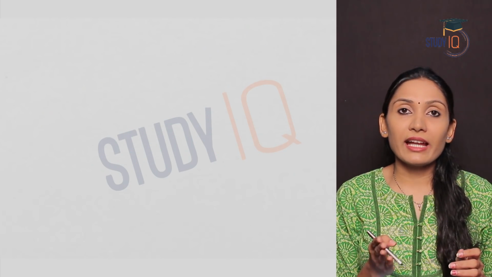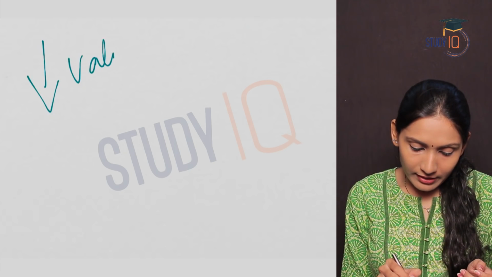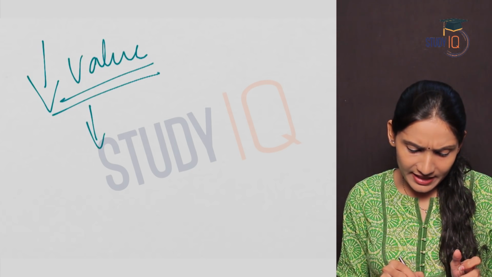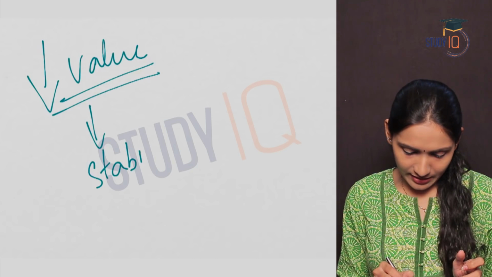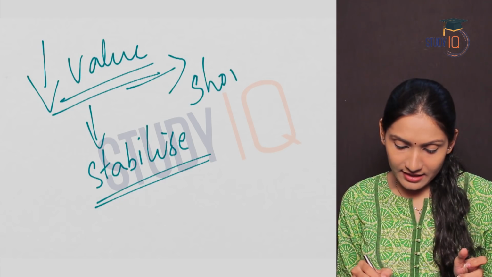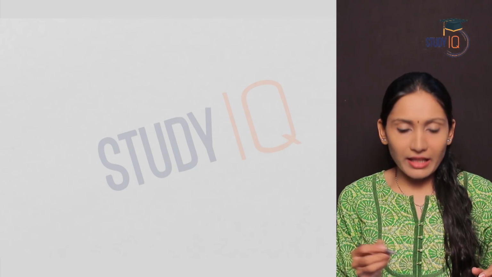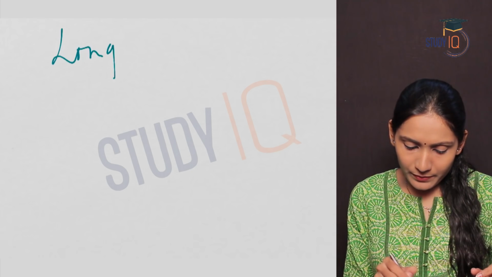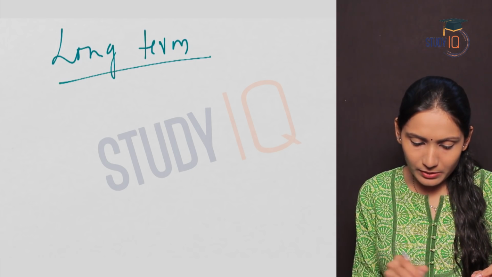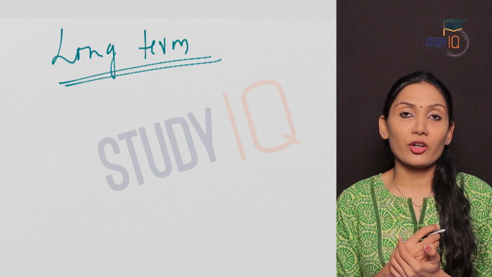So we have seen that devaluation is a measure to decrease the value of currency in order to stabilize the economy for various reasons, and we have also seen that this is a short-term measure. So let us see what can be done in the long term to stabilize the economy. So in the long term, what are the measures or solutions to stabilize the economy?